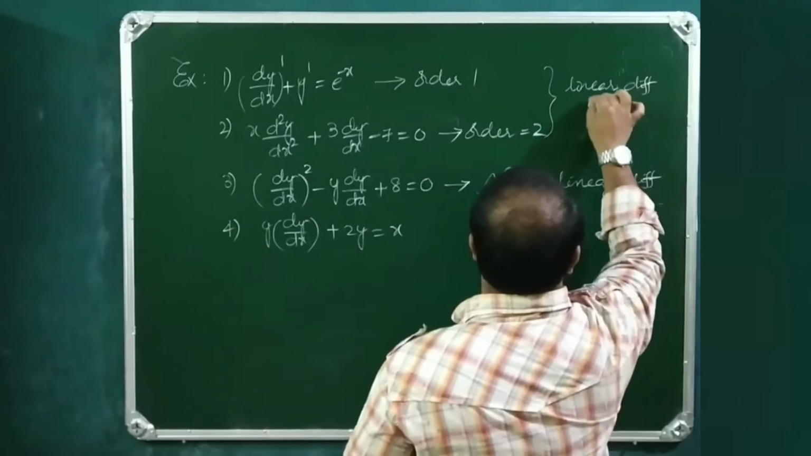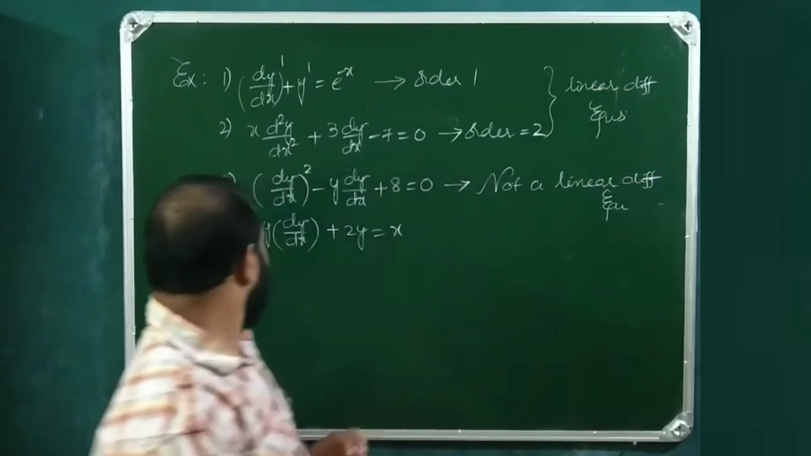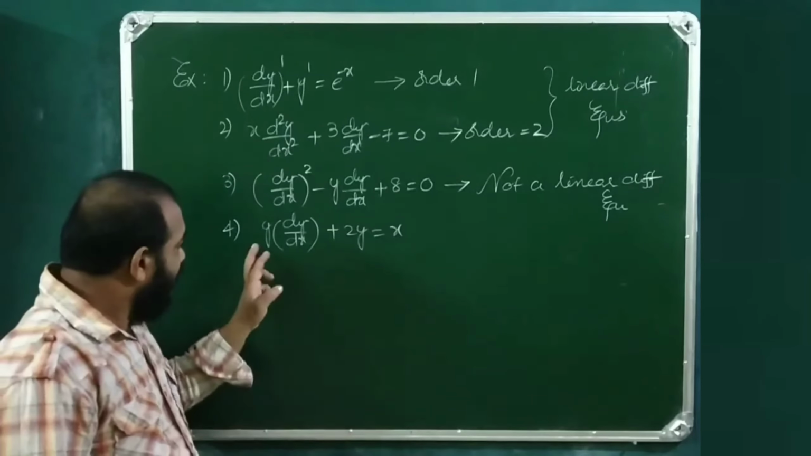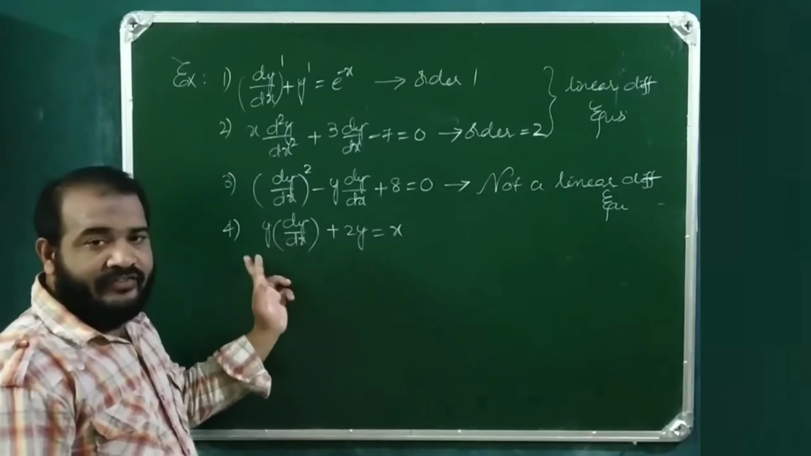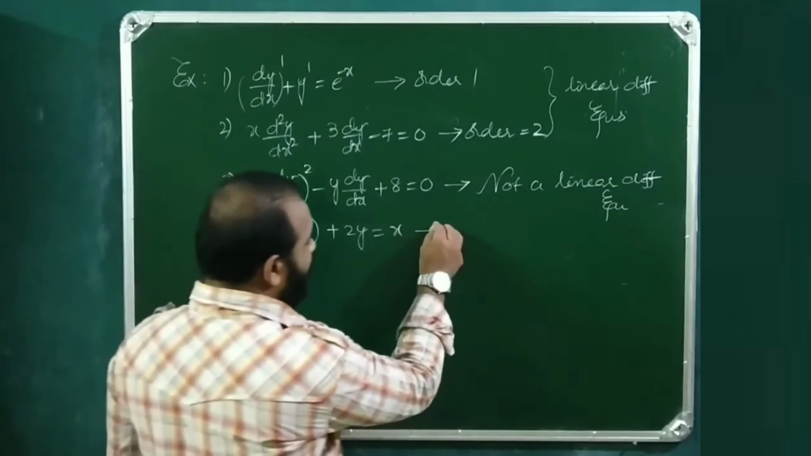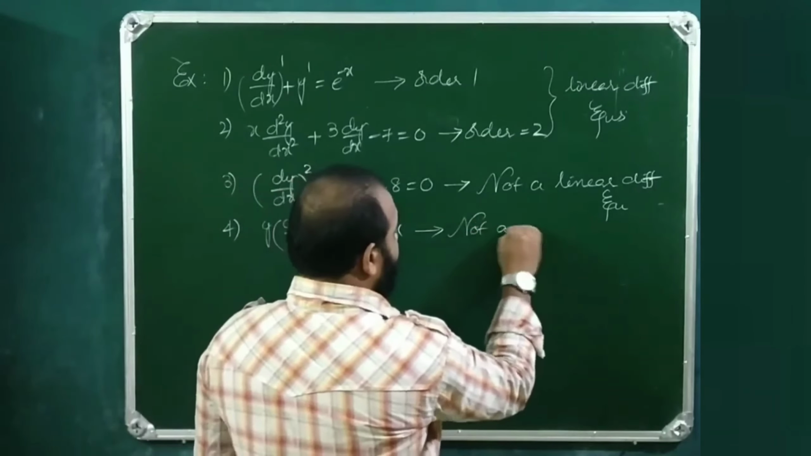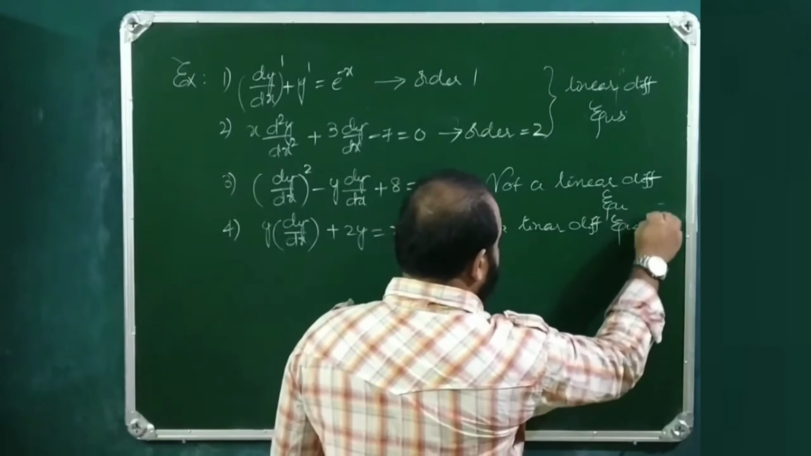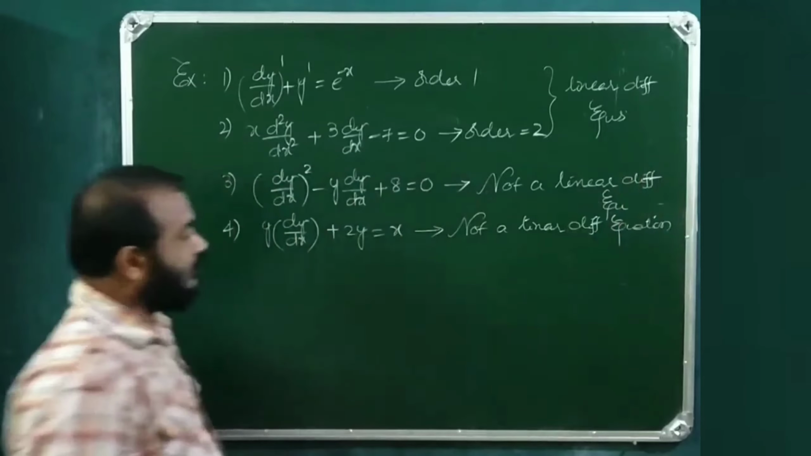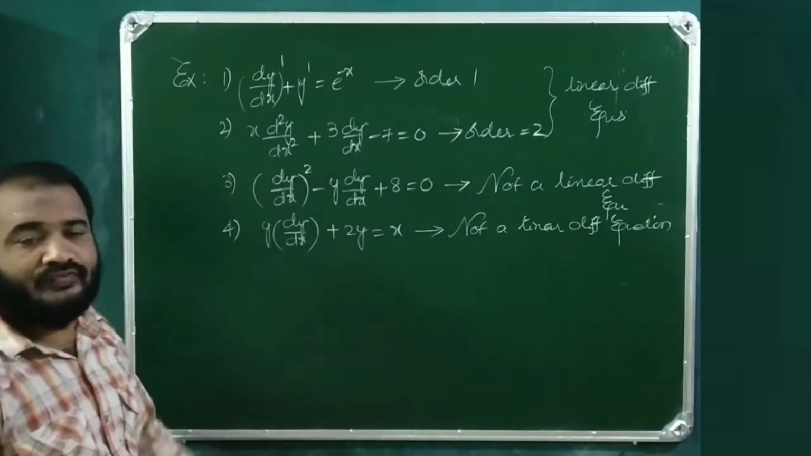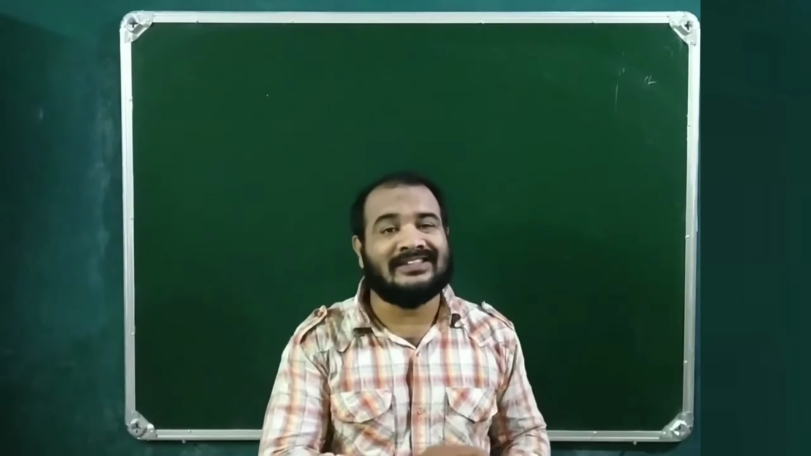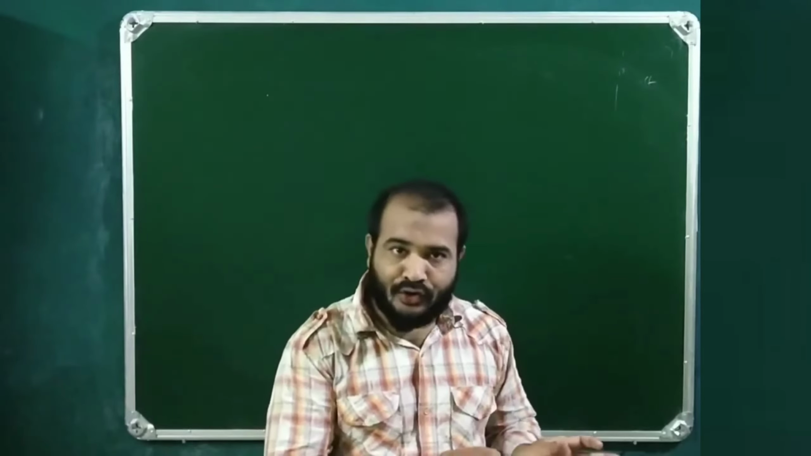Let us see this: y dy/dx + 2y = x. Clearly, this dependent variable y and its derivative are multiplied with each other. Therefore, this is also not a linear differential equation. So, these are a few examples for a linear differential equation. In this module, we will discuss the first order and first degree differential equation only.